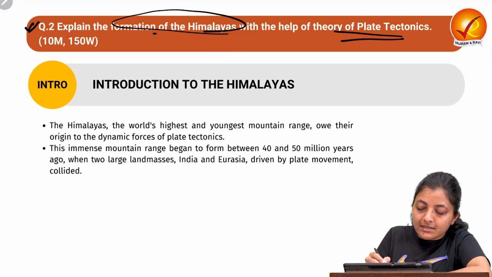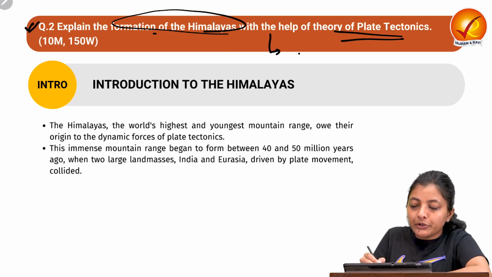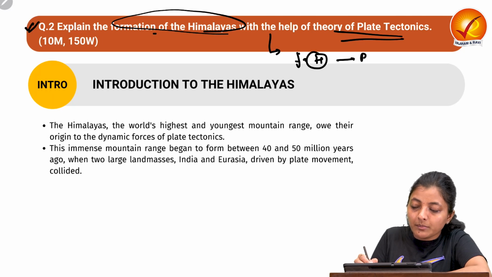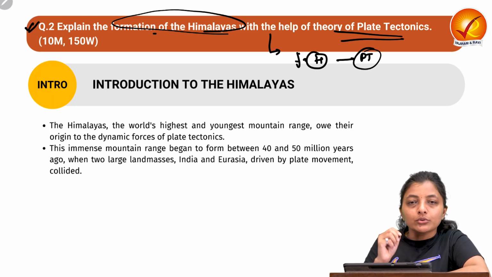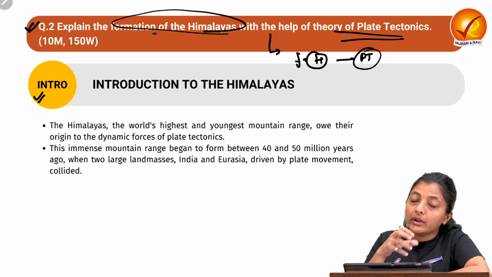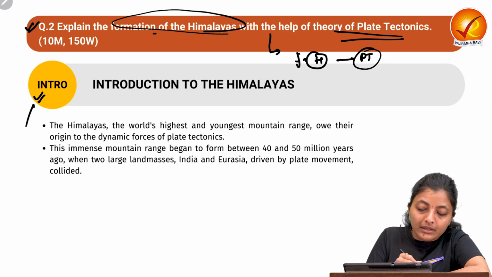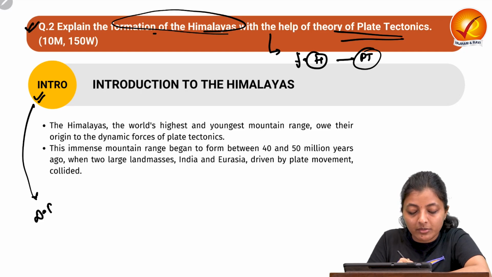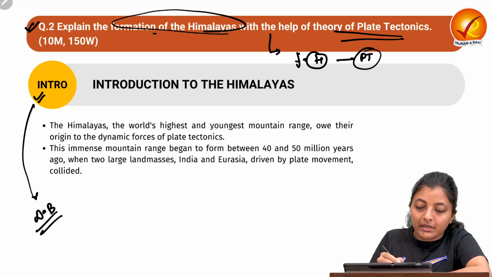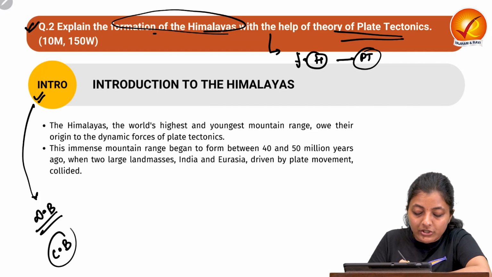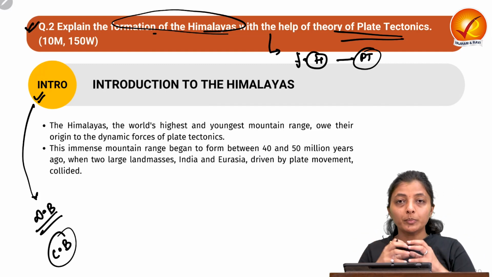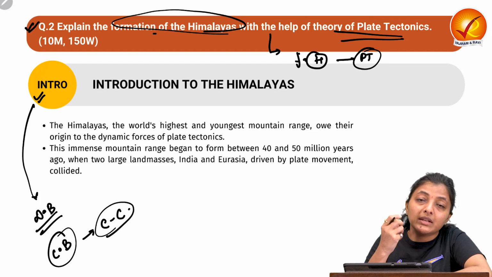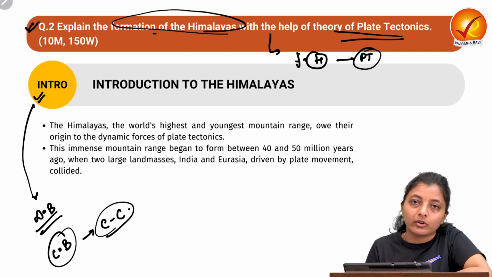So this is the one demand only, that we need to explain the formation of Himalayas using plate tectonics theory. In the introduction, you can write about the broader framework. In the previous question, as we have written about the divergent boundaries, in this particular question you can write about the convergent boundaries. That when any two plates converge, especially continental, then there is an occurrence of fold mountain formation.